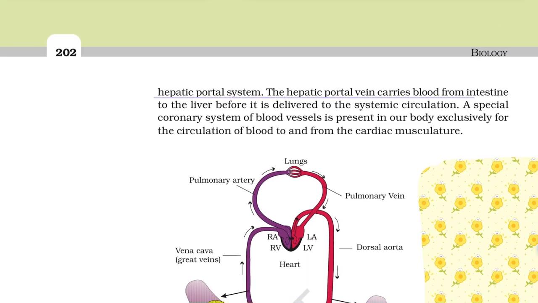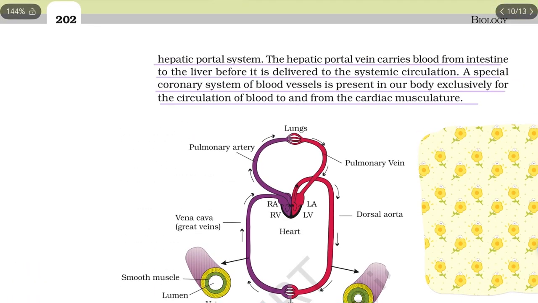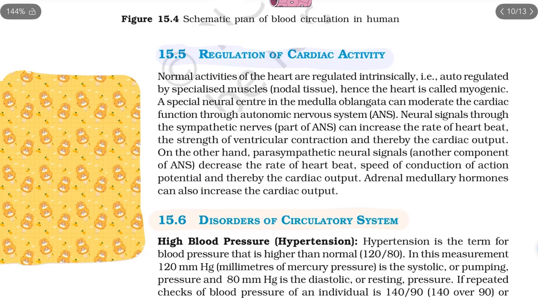The hepatic portal vein carries blood from the intestine to the liver before it is delivered to the systemic circulation. A special coronary system of blood vessels is present in our body exclusively for the circulation of blood to and from the cardiac musculature. Regulation of cardiac activity.